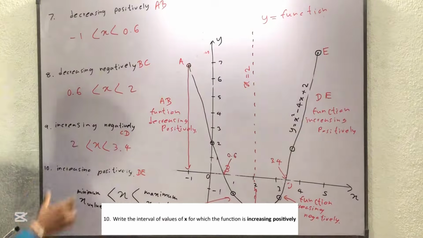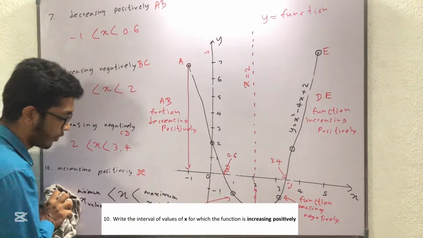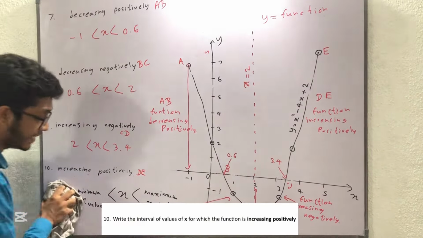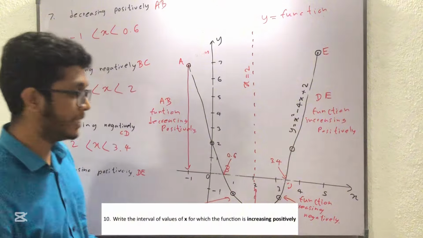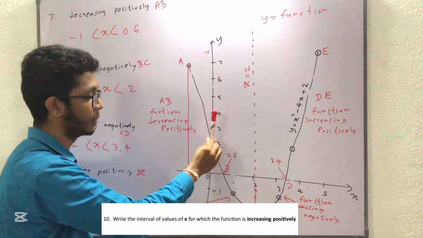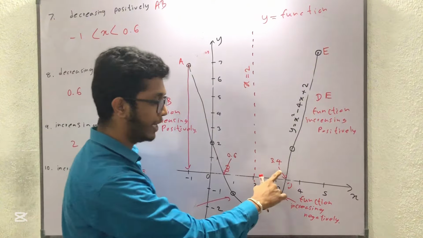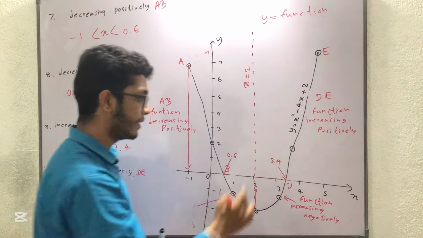Then the last part, increasing positively. The interval of values of x for which the function is increasing positively. That means the DE part: function should increase and all the y values should be positive. So increasing positively means the DE part. Here the minimum x value is 3.4.